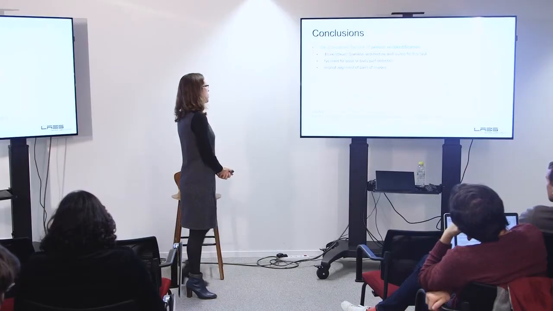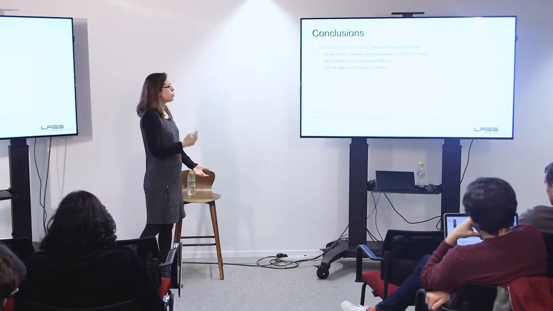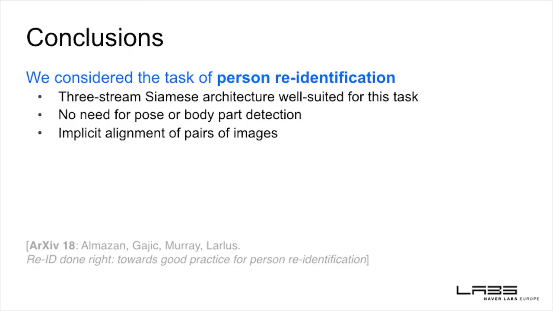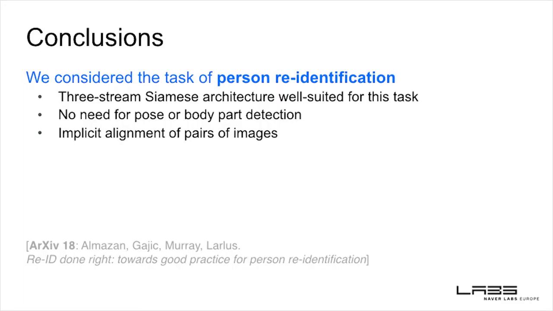This brings me to the conclusion of this second part. So we've considered the task of personal identification. We've showed that this three-stream Siamese architecture is well suited for the task. We see that we didn't use any pose or body part detection, but still there's some kind of alignment happening between images. And this is joint work with other colleagues at Naver, John Almazan and Naila Murray, and Brena Bajic did an internship with us for a few months. And you can find more about this work in this publication. This brings me to the end of the second part.